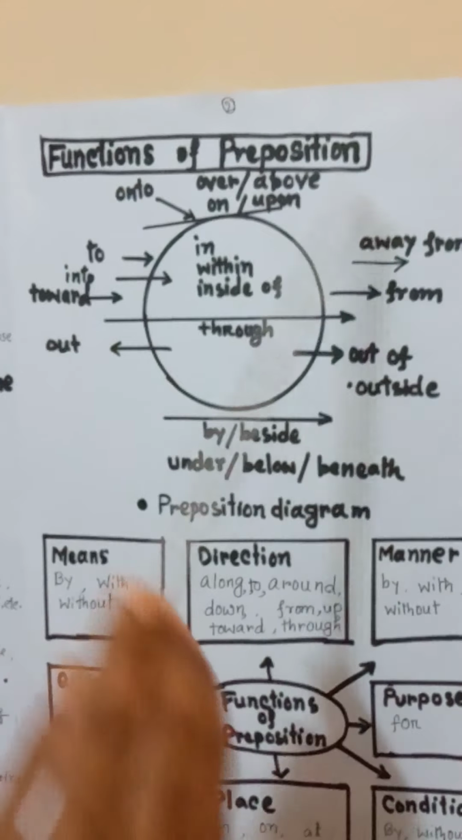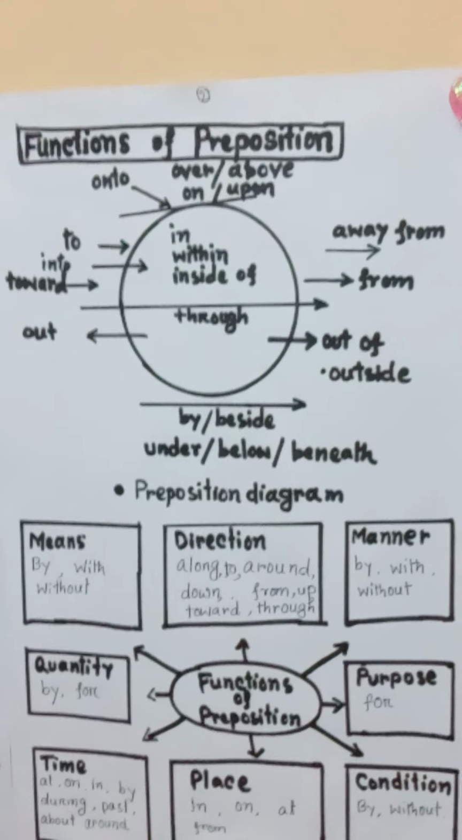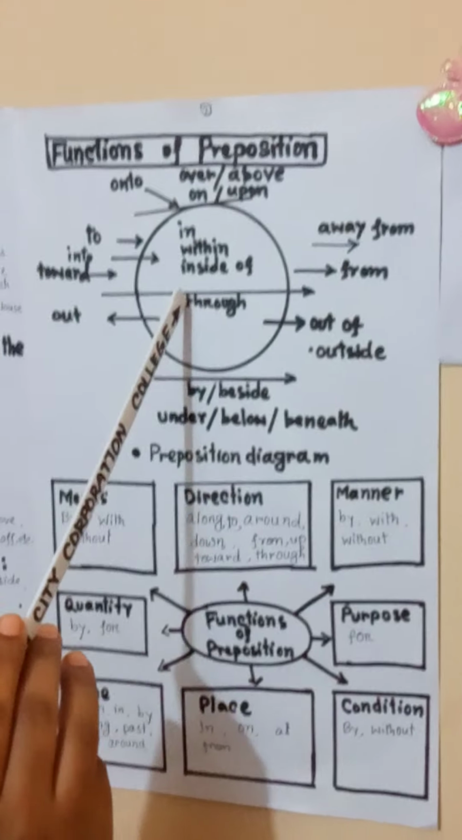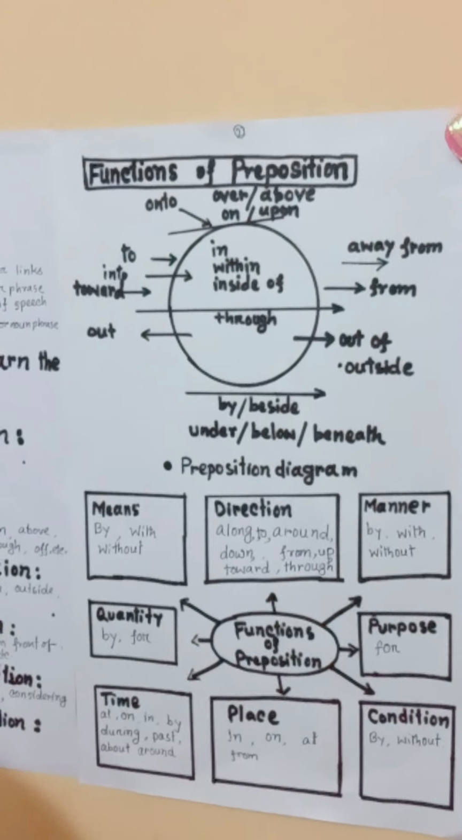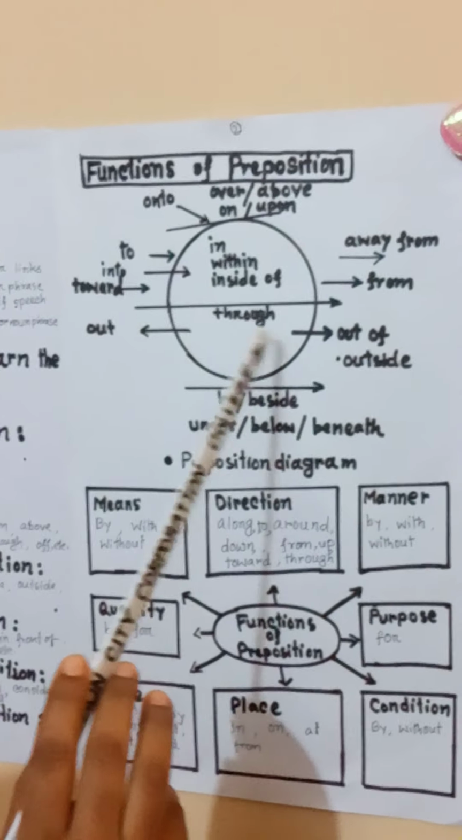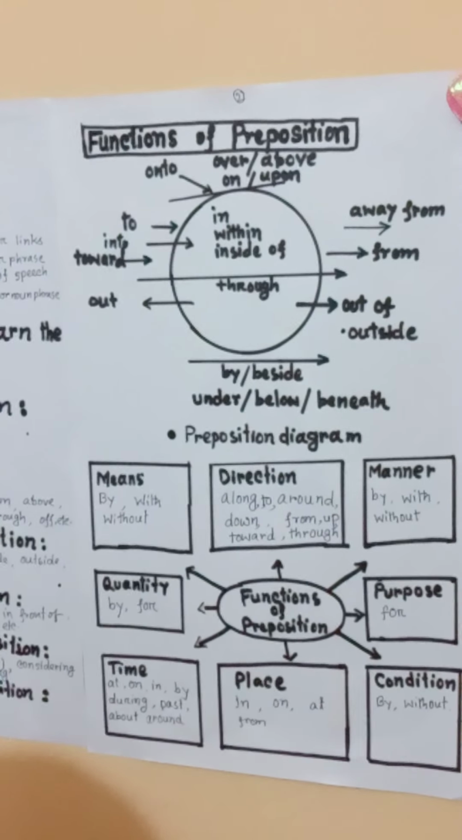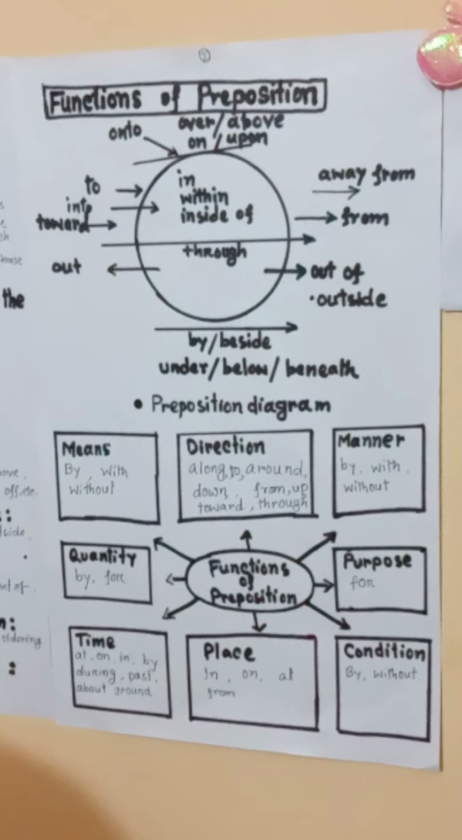Now, look at this diagram. In each of your English grammar books, you may find this diagram. This is called a circle diagram or preposition circle. In the circle we see some prepositions, and from the diagram we get an idea about the meaning of these words.